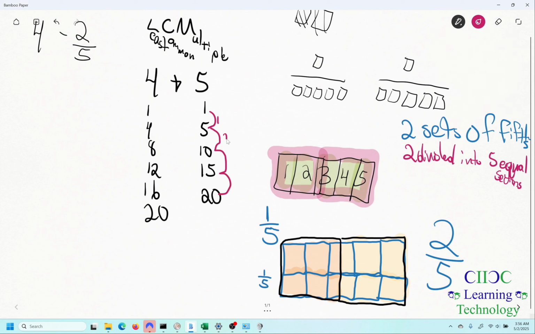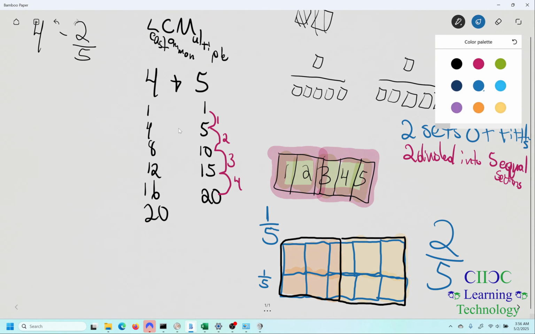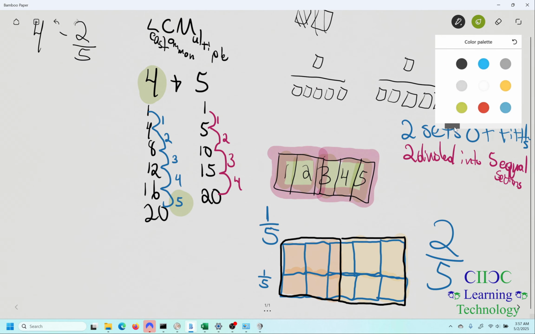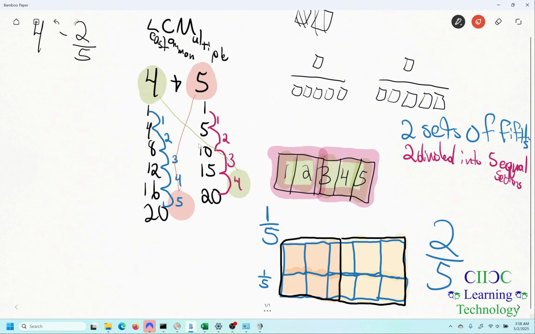So this is 1, this is 2, this is 3, this is 4. Over here we had to do 5. So 1, 2, 3, 4, 5. So notice these match. Notice the synchronicity. It's not going to be perfect, but I think you get the picture.